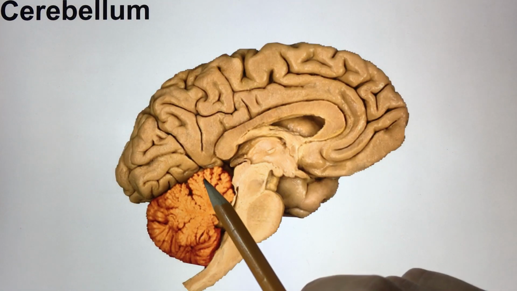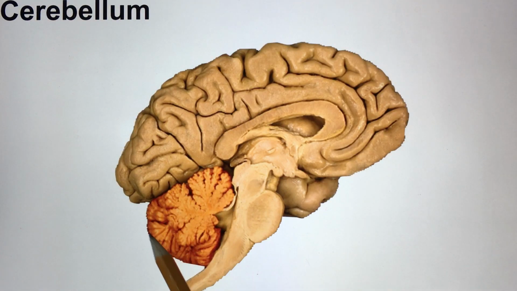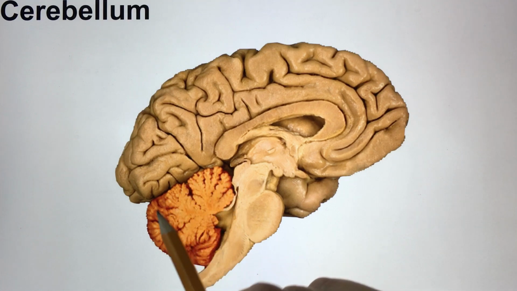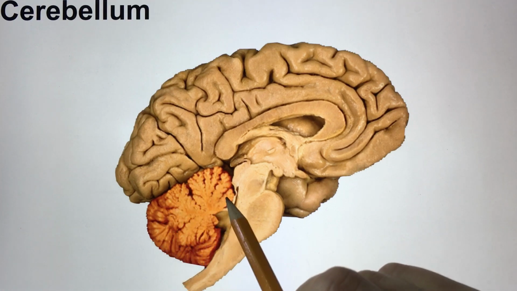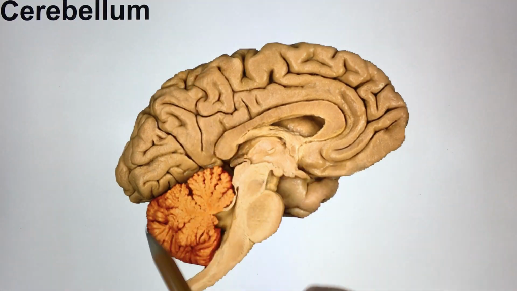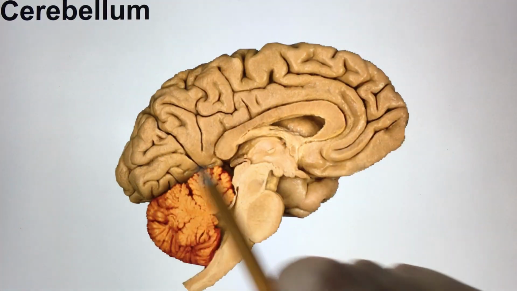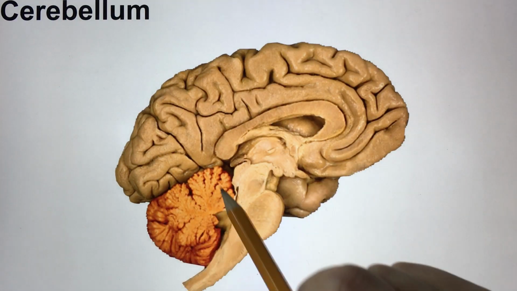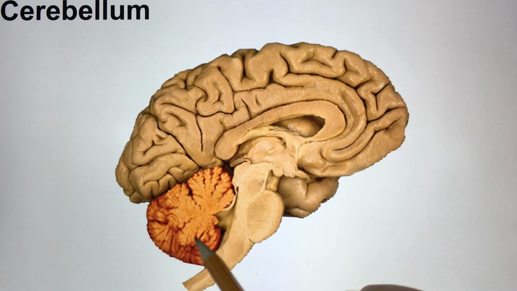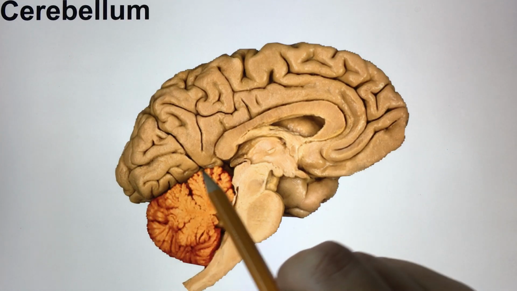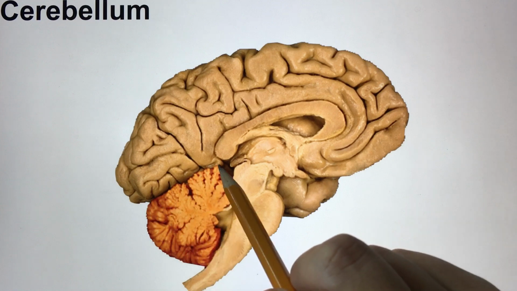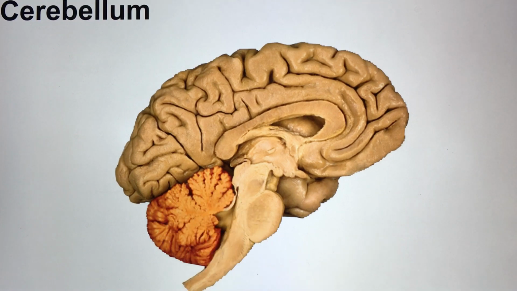The next part of the brain is called cerebellum. Cerebellum is this right here. Cerebellum means the little brain, so it's the little brain under the big brain. So cerebrum, cerebellum. Cerebellum is in the back of the brain under the cerebrum. So it's going to be inferior to the cerebrum and posterior in the brain.